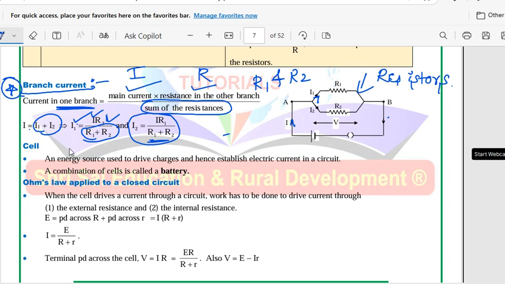Now, what do you mean by cell? See, a cell is an energy source. A cell is an energy source used to drive charges and hence establish electric current in a circuit. So if I want to pass the electric current inside any material, I need to use current, that is I.